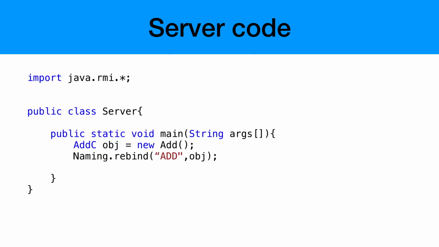Now let's create another Java file to create an object that has the method add, and let's bind it in the registry. This is the purpose of this code. We are creating an object of the addC class, which we are implementing on the server side. Now we are using the rebind method, which is a static method of the Naming class. By static, I mean we can directly access the method from the class without creating an object. And let's assign a caption to the object. The rebind function's first parameter is the caption and the second parameter is the object that is to be captioned.